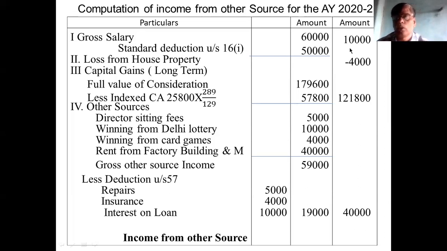So you take the total of the outer column. House property is a loss. So you take the total of the three items and deduct the loss from house property. Okay, the answer is 1,67,800. 1,67,800 is the gross total income, GTI.